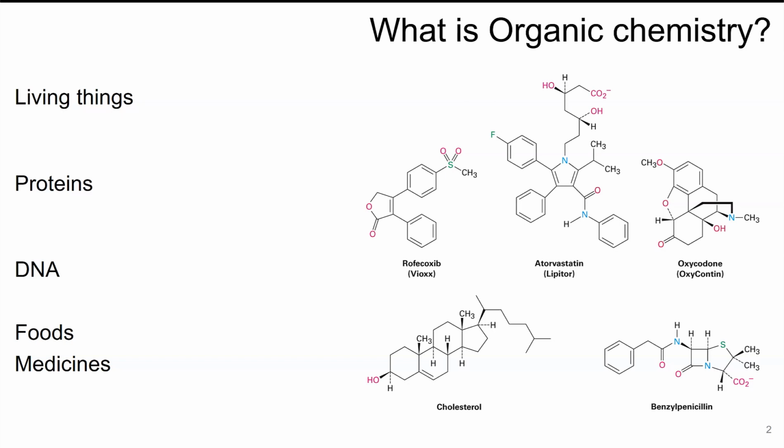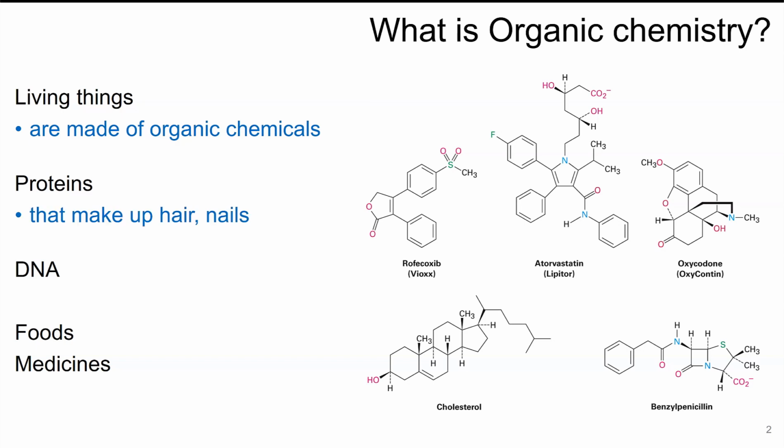They're all made up of organic chemicals. Proteins, which makes up hair and nails. DNA is organic chemistry. This controls your genetic makeup. Foods are considered organic chemistry, and medicines are also organic chemistry. Now you can see lots of different medications shown to the right here.